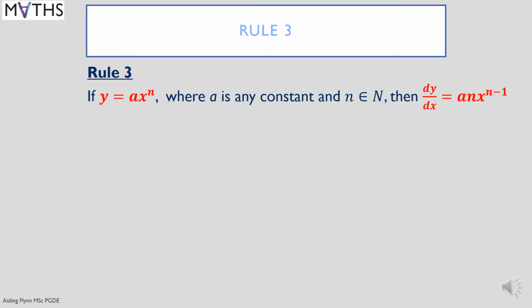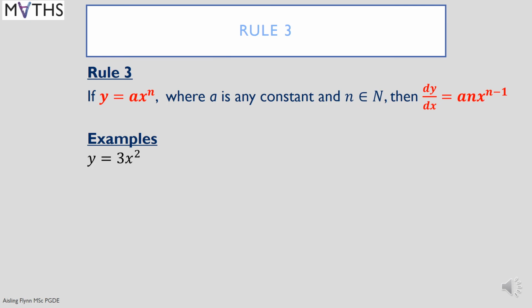The third rule of differentiation, rule 3, is similar to the first one, but it has a constant in front of the x. If y equals ax to the power of n, where a is any constant and n is a natural number, then dy/dx equals anx to the power of n minus 1. So we'll see that in an example.